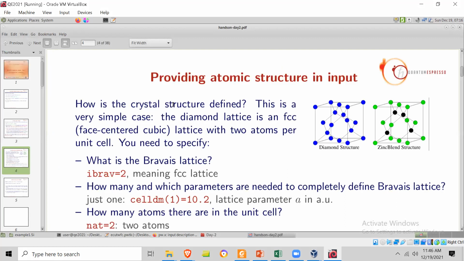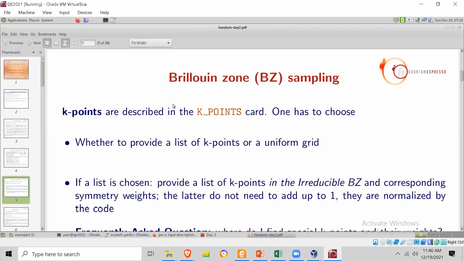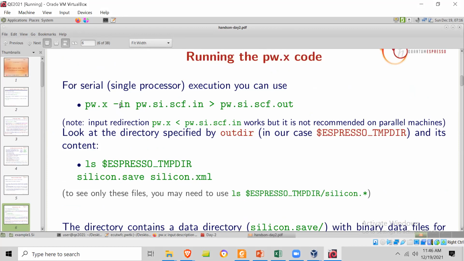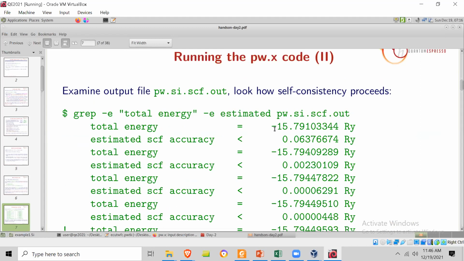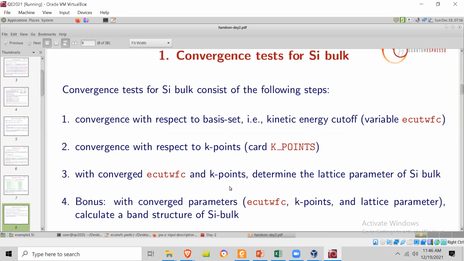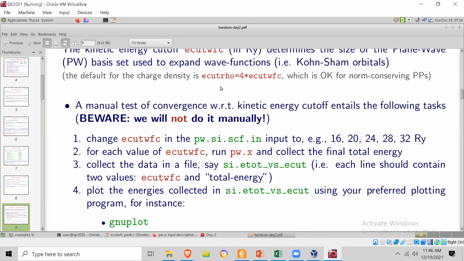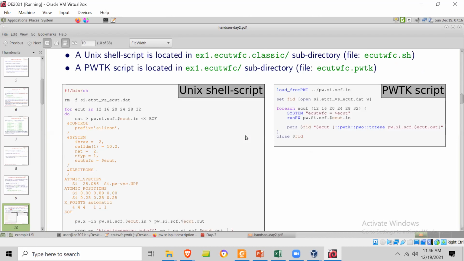I don't have the time to go through all of this. It tells you about the Brillouin zone sampling, how to run the PWX code, how to type the command. All of that is given here, right? How to look for the self-consistency, how it proceeds. Convergence test for silicon bulk, how we are going to do that. So all of that is given here. Most of what we discussed is here. I went through that pretty fast, but you can review this. It's very easy to review.